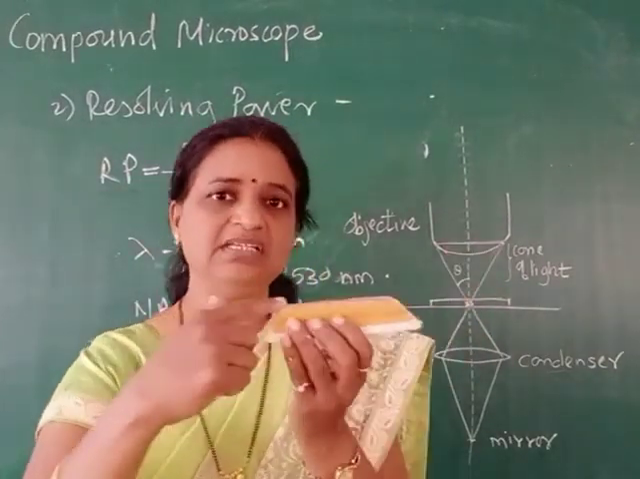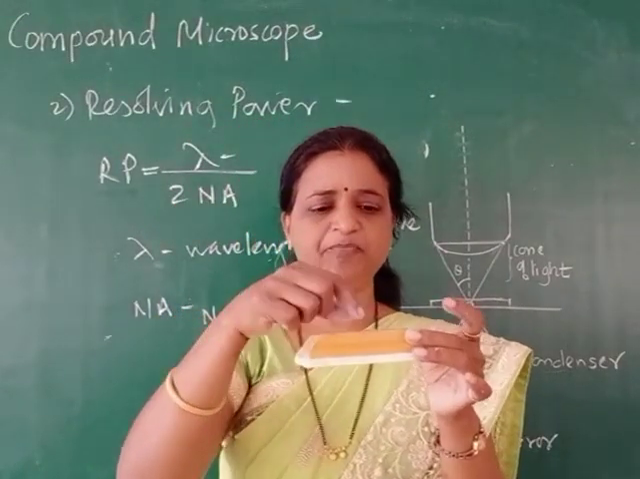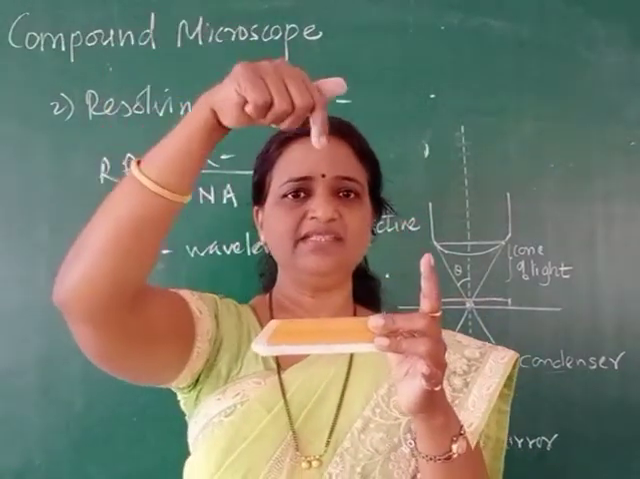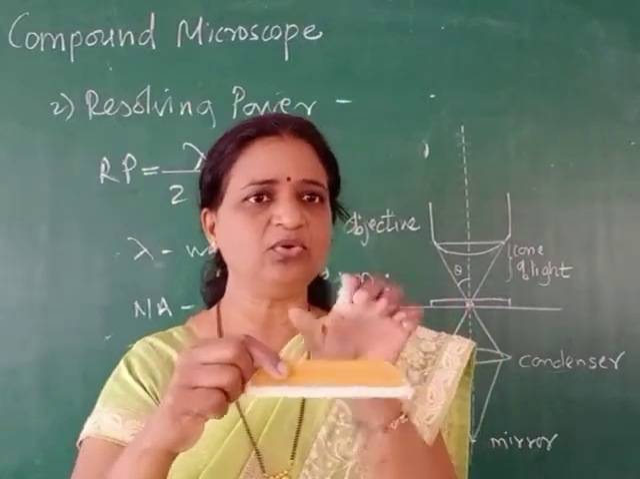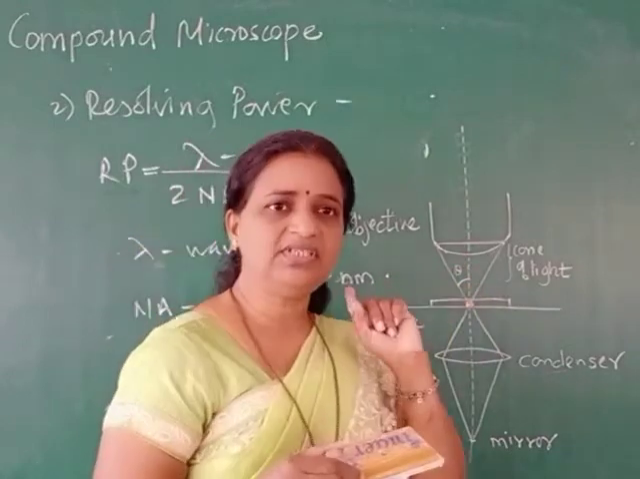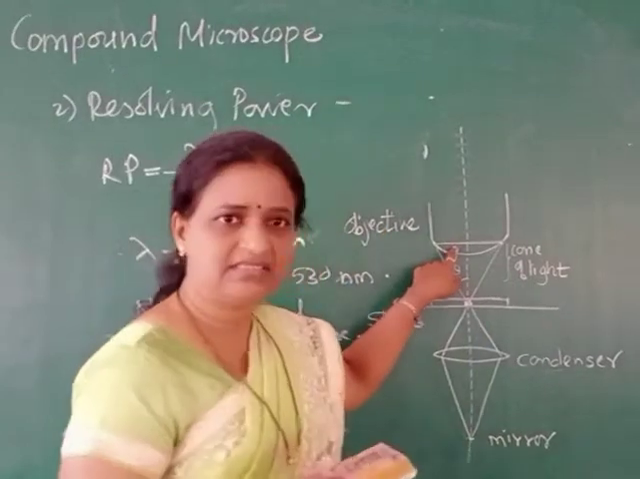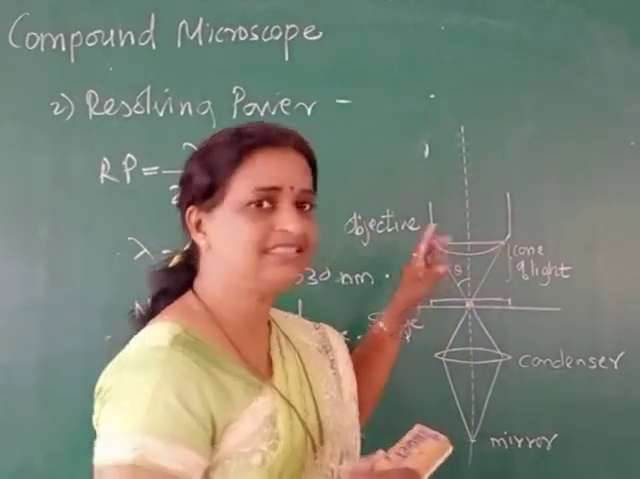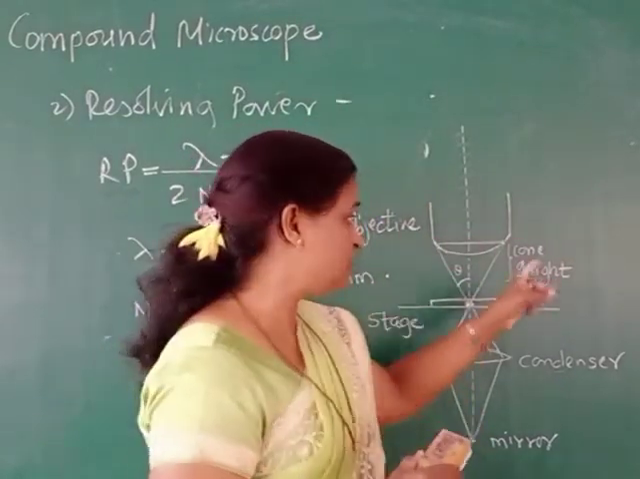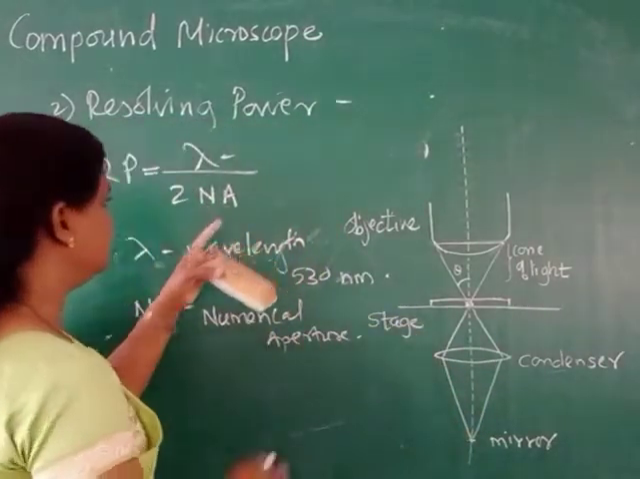Suppose this is your stage. From below, light is focused. Here is your specimen. While passing through the specimen, the light forms a cone, and that cone enters the objective. What decides this cone? It is decided by the curvature of the objective lens and the focal length of the objective lens. So this cone of light is called the numerical aperture.